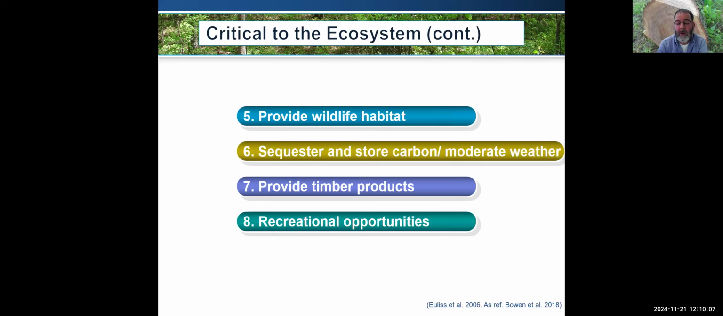And sometimes they can do it very rapidly because the productivity on these sites can be impressive. And of course, the faster the trees are growing, the faster they are storing carbon. So that's important too. As a forester, I can't omit this. They do provide timber products and can produce them rapidly. And then finally, of course, there's a whole host of recreational opportunities that we all enjoy and benefit from in these systems.